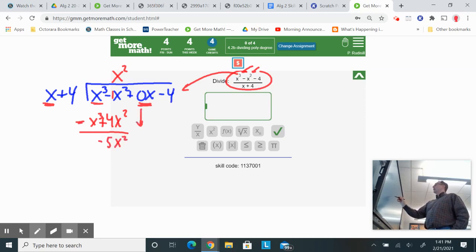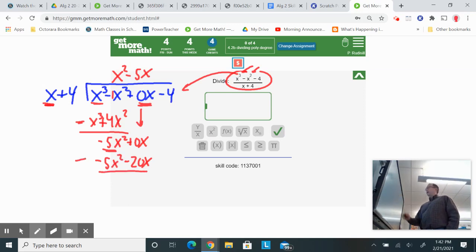Now I bring down the 0x term, which is like a 0. It's like a placeholder. And look back to the x. I need to get rid of negative 5x squared. So I want to multiply by negative 5 and an x. Right, so negative 5x times 4 is negative 20x. And negative 5x times x is negative 5x squared. So we're going to subtract, and the x squareds are now eliminated. But 0 minus negative 20 is a positive 20x as my remainder.